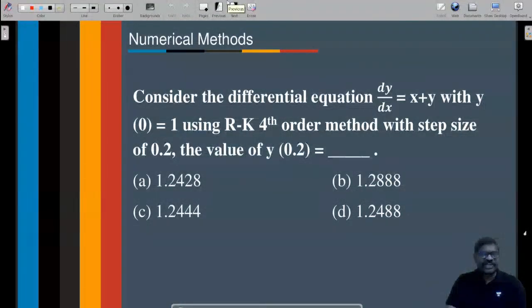Consider the differential equation dy by dx equal to x plus y with y of 0 equal to 1. Using RK fourth order method with step size 0.2, the value of y at 0.2 is?